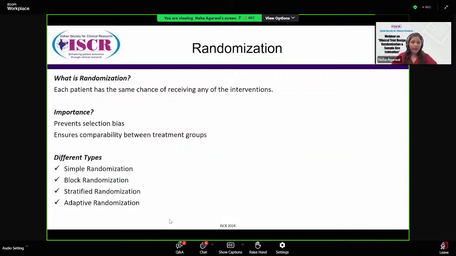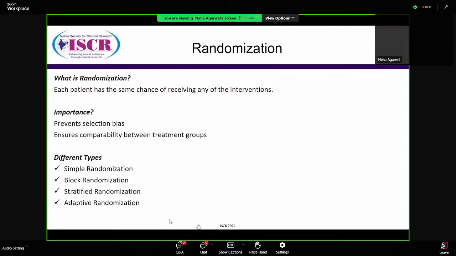Now coming to, as I showed in the agenda, minimizing bias, right? So what is bias? Bias in the study could be due to any factor which impacts the treatment effect, deviating it from its true value, right? We have different biases, but I'll be focusing here on selection bias and observer bias.